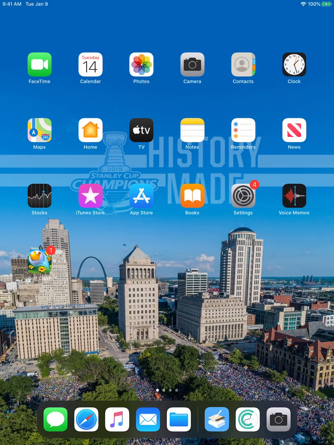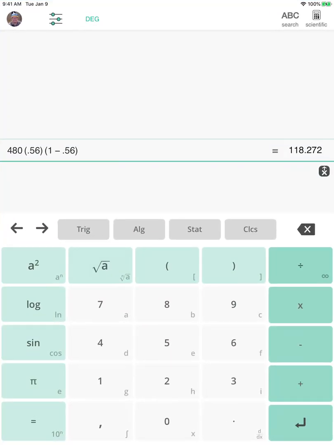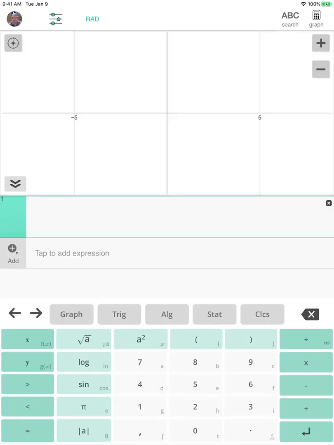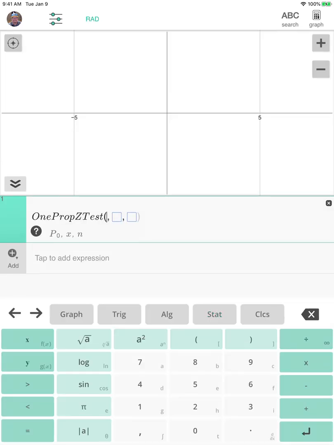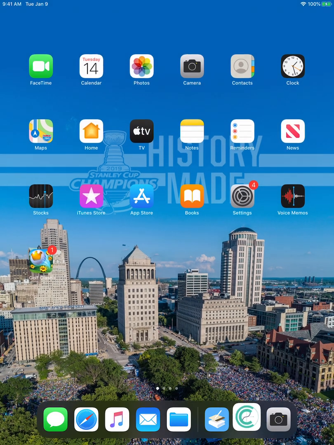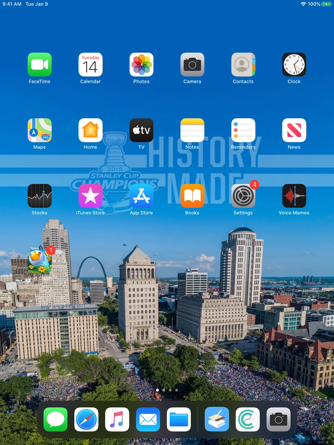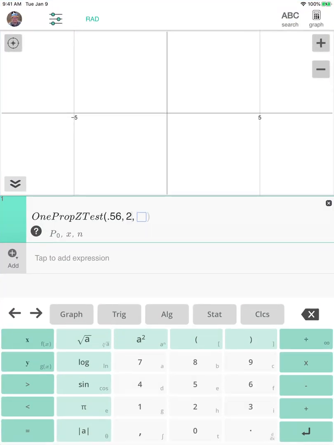Okay, so let's go back to our calculator and do that. So we go to graphing calculator, stat, tests, one prop z test, put in our p, which is 0.56, our x, which was, sorry, I forgot what our x was, 297, and our n, which is 480.